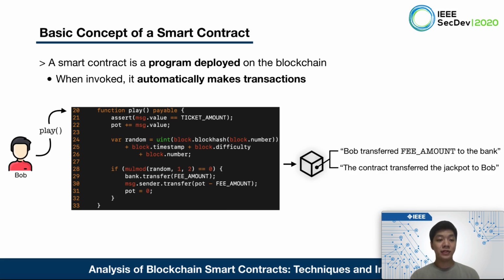If Bob invokes the play function and luckily hits the jackpot, it automatically makes 2 transactions at line 29 and 30 respectively. The first transaction is for Bob to transfer a fee amount to the bank, and the second transaction is for the contract to transfer the accumulated jackpot to Bob. As contracts also can hold balances, transfers from contracts are possible as well.